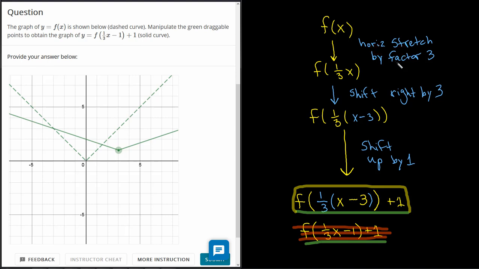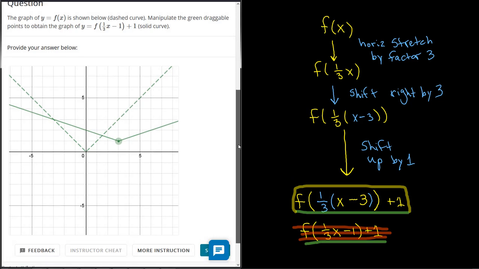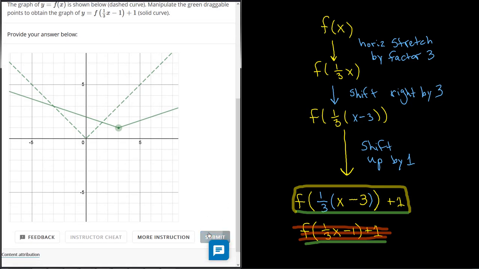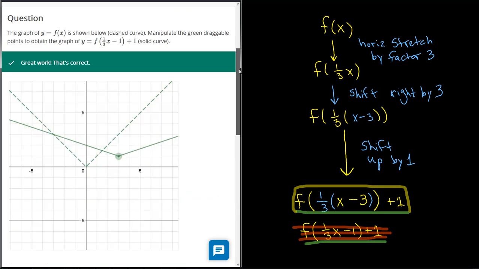We recorded in writing and on the graph what all of the graph transformations were. So let's check with the computer that we got this right. And sure enough, we did.